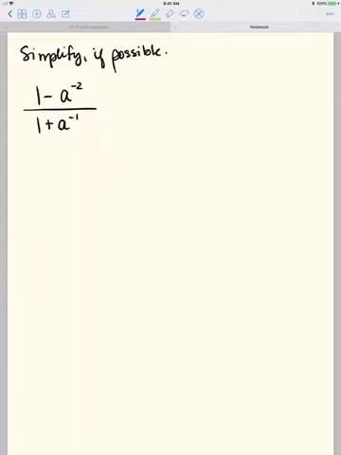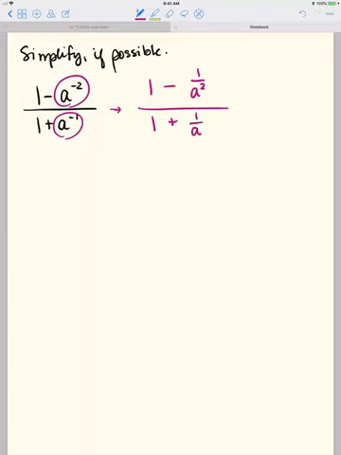Here's another simplified problem that introduces fractions, but it also has negative exponents in it. So the first thing we want to address are those negative exponents, and go ahead and rewrite those. So the numerator would become 1 minus 1 over a to a positive 2, and the denominator would become 1 plus 1 over a to a positive 1.